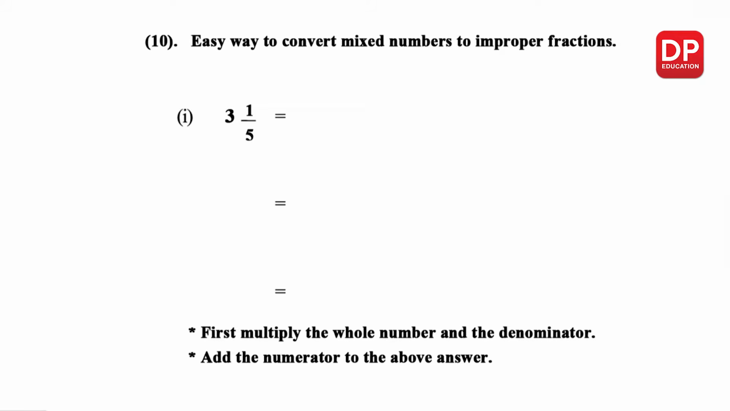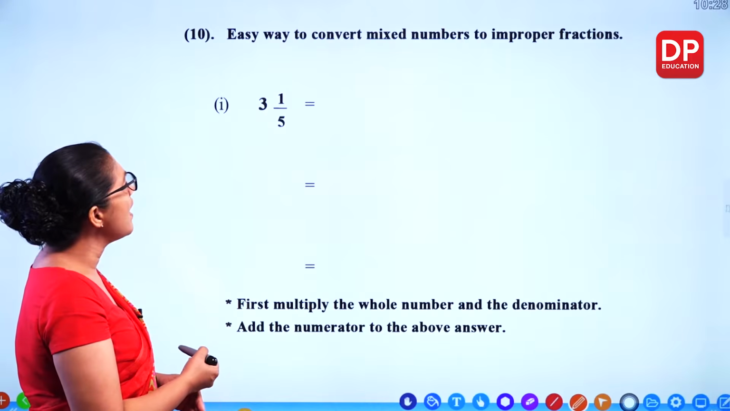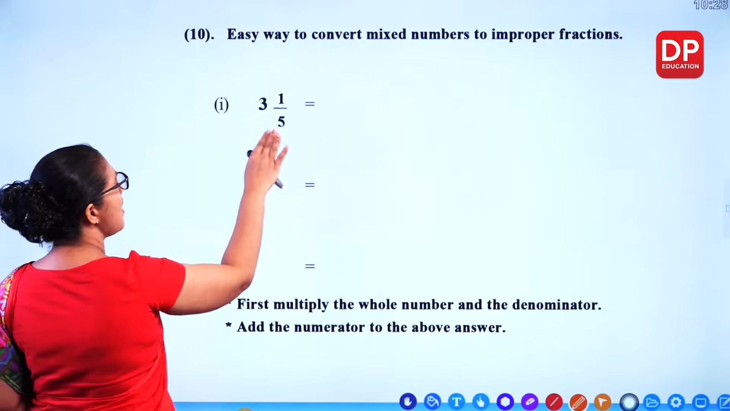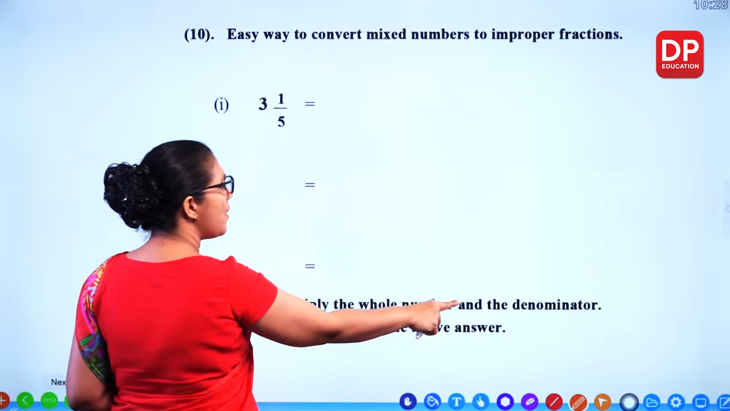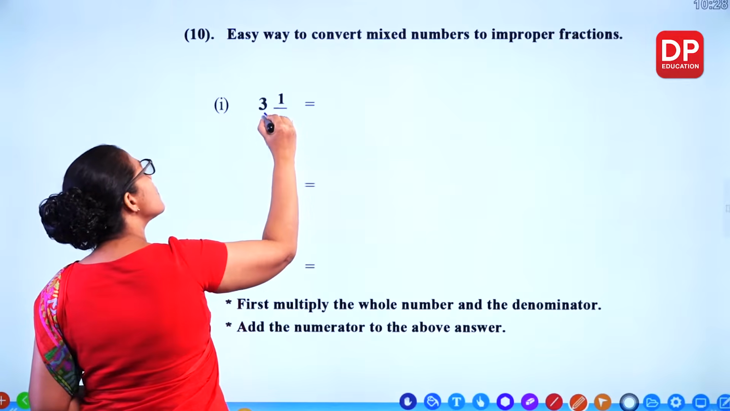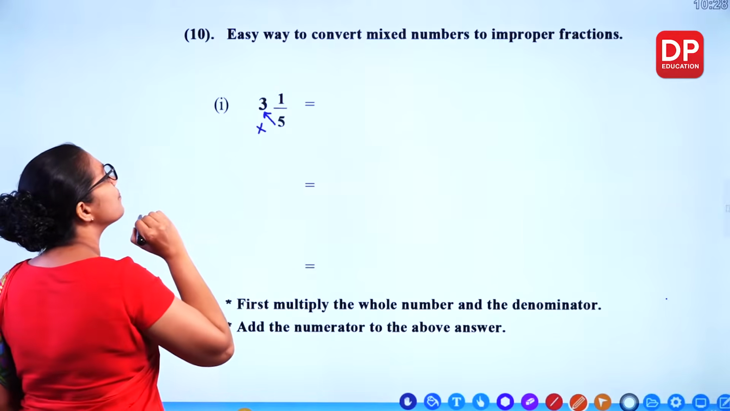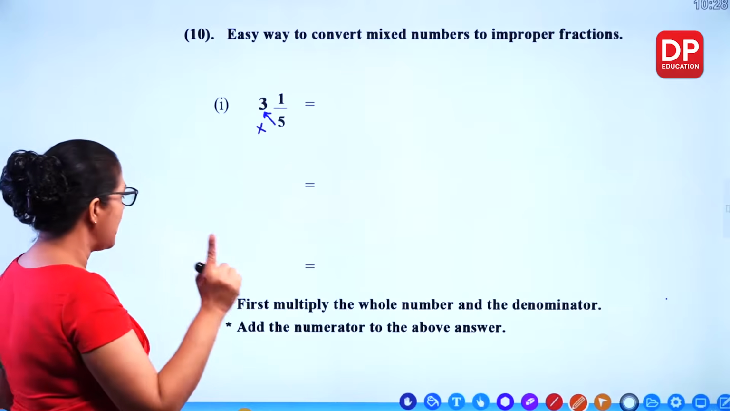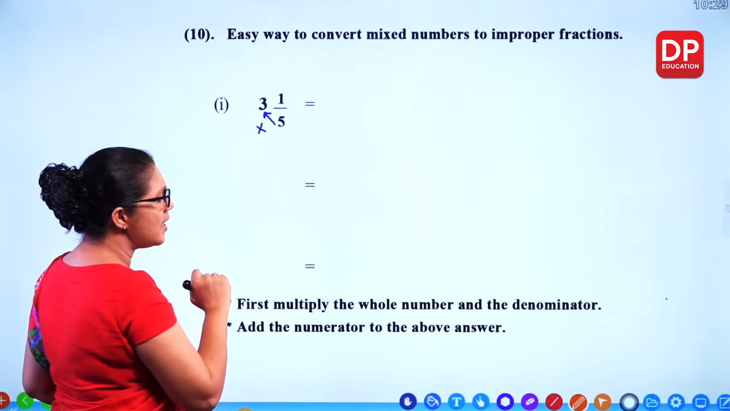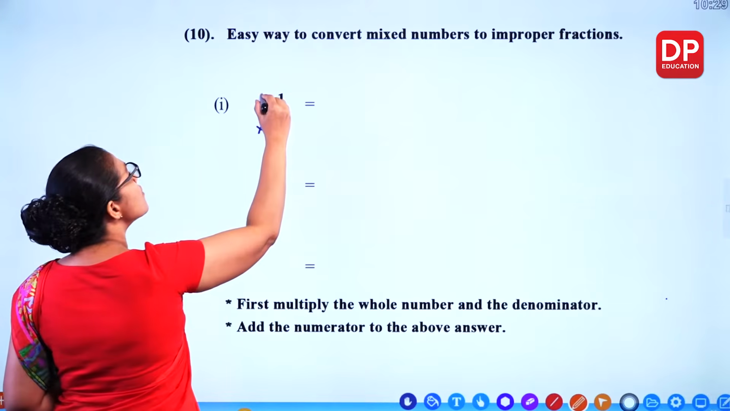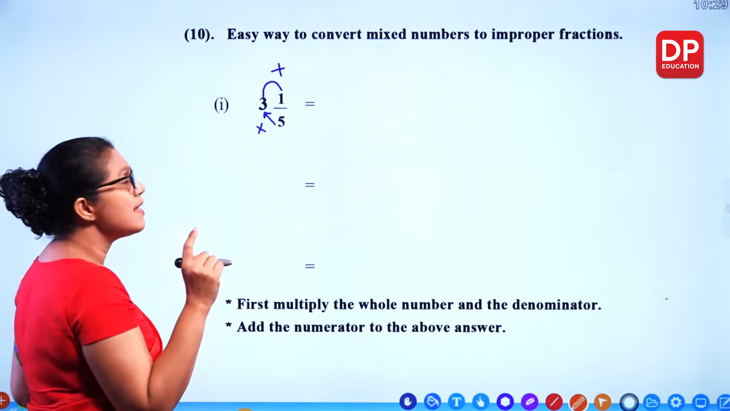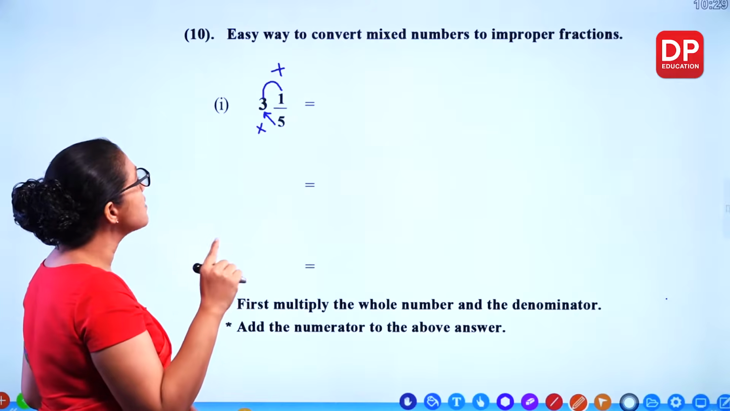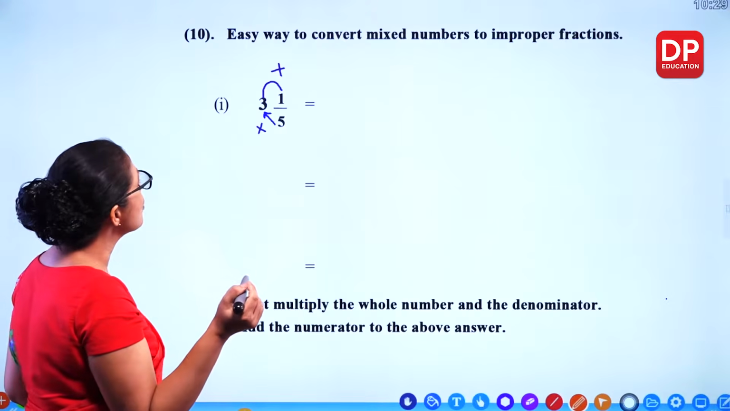Now, there's an easy way to convert mixed numbers to improper fractions. Now, we'll look at that. So, when you get a mixed number, first multiply the whole number and the denominator. This way, we multiply 5 times 3. And then add the numerator to the above answer. So, then you add these two. So, that's the easiest way to convert mixed numbers to improper fractions.